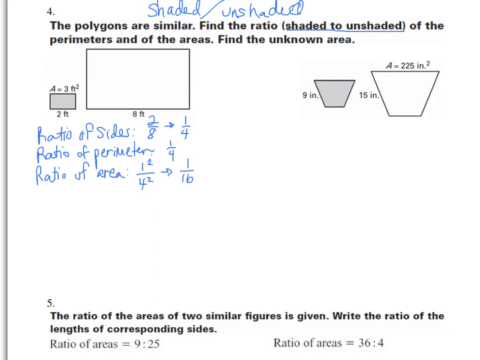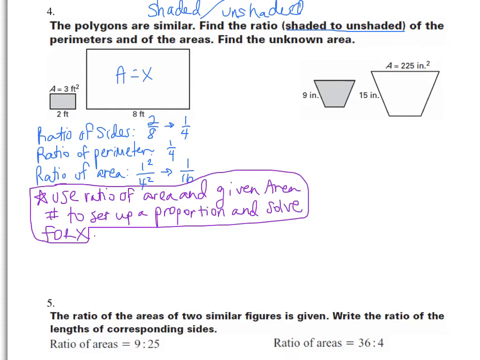Next we need to use this ratio of our area, 1 over 16, along with the area of the first shape, and our x would be the area of our second shape, since we do not know what that is yet. We need to use that to set up a proportion.